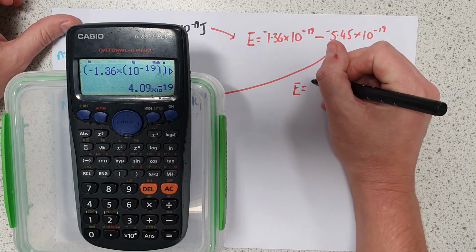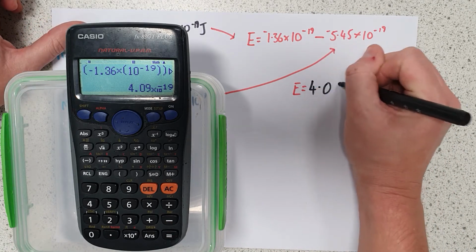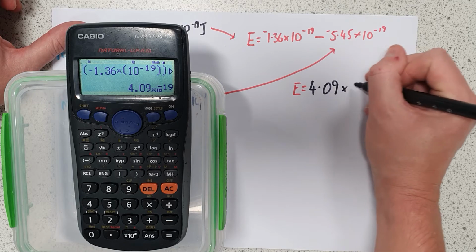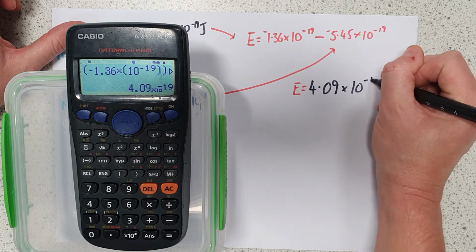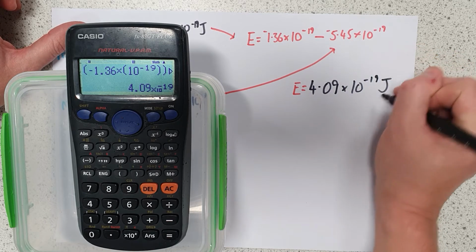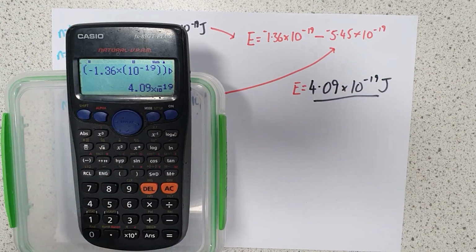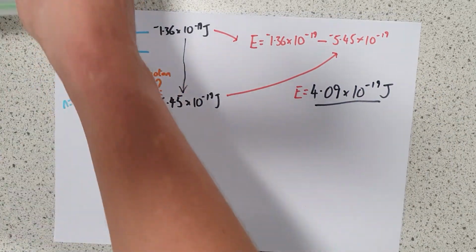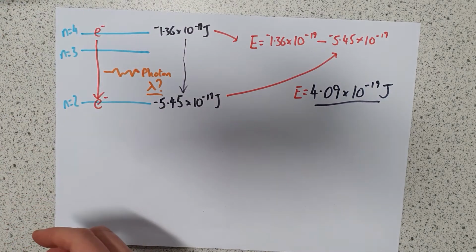So we end up with 4.09 times 10 to the minus 19 joules. There's our energy. That's the energy contained within that photon. We'll put that calculator to one side because we don't need it at the moment.